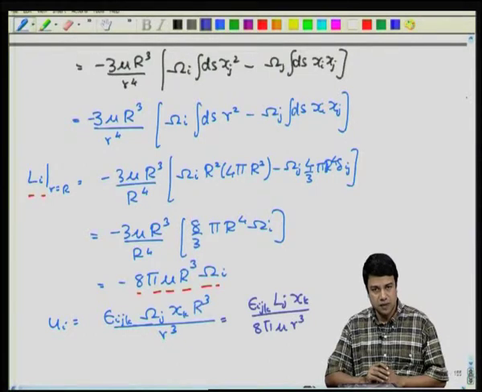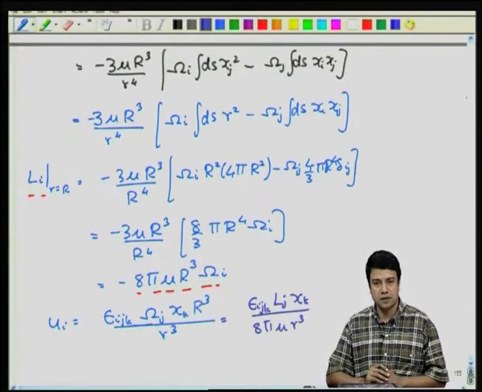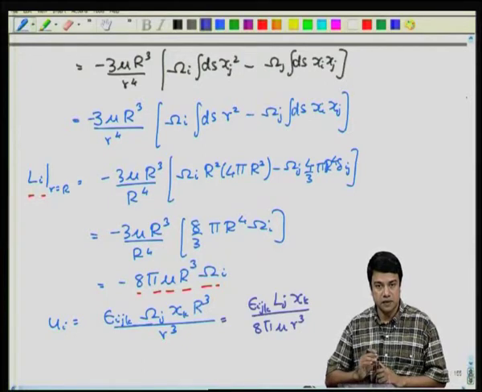Once again, an important point to note: when the velocity field is expressed in terms of the torque rather than the angular velocity of the sphere, the final result is independent of the radius of the sphere. It depends only upon the torque exerted by the sphere. So, this is like the solution that we had, the Oseen tensor for the fluid due to a linear velocity.